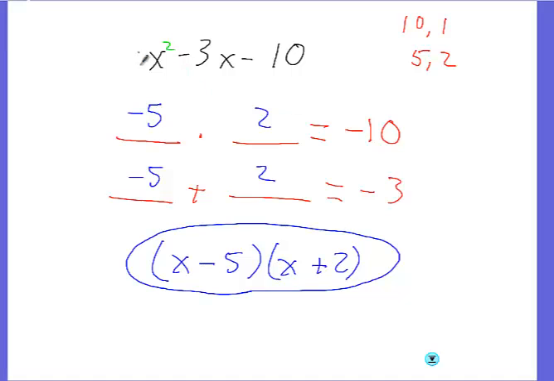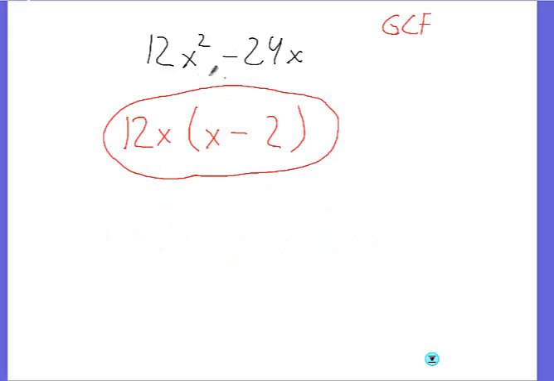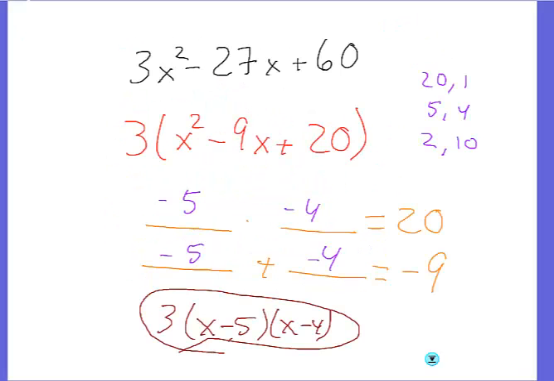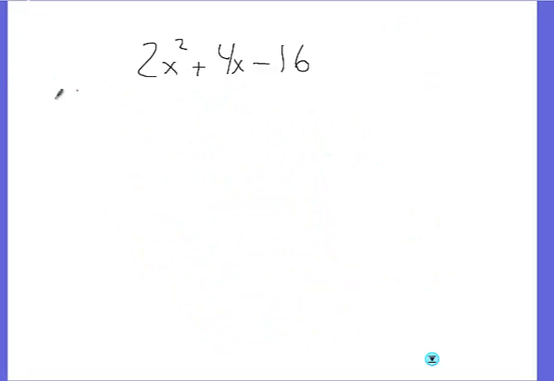If you notice, this problem, there's no GCF. This problem, no GCF. This problem, we pulled out the GCF. So again, we have 2x squared plus 4x minus 16. All right. So the GCF, I'm going to say, is a 2. So it becomes x squared plus 2x minus 8.